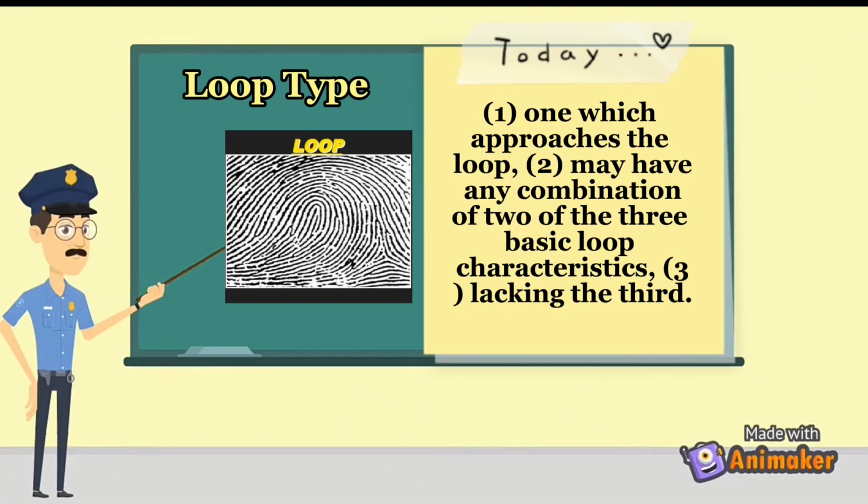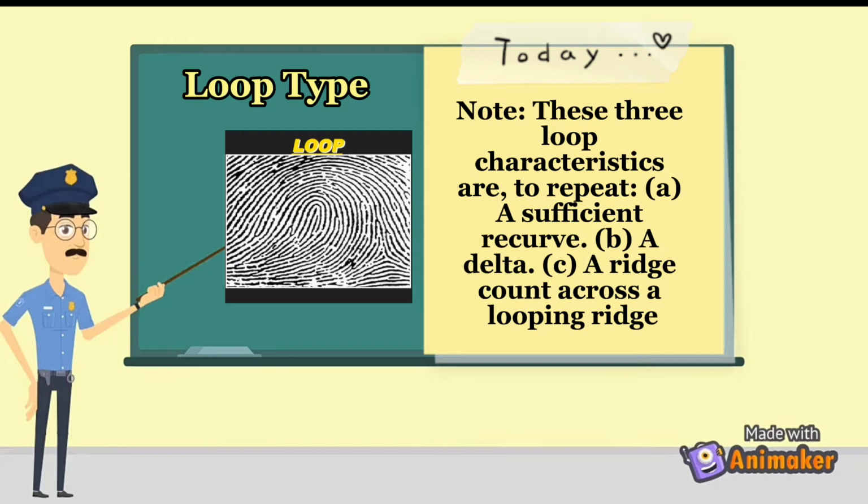Loop type, lacking one characteristic: 1. One which approaches the loop. 2. May have any combination of two of the three basic loop characteristics. 3. Lacking the third. Note, these three loop characteristics are, to repeat: A, a sufficient recurve; B, a delta; C, a ridge count across a looping ridge.